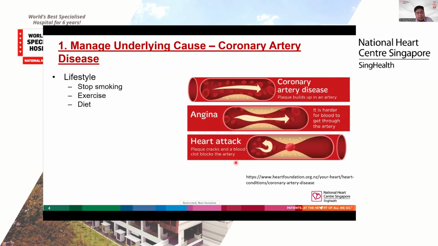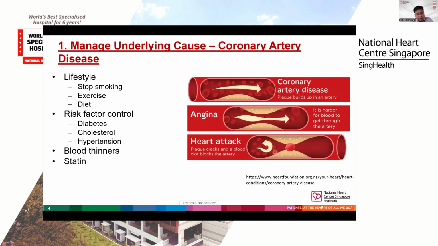In order to manage this, there are lifestyle factors that we have to manage, such as stopping smoking, and as Dr. Chai mentioned, exercise and diet are important. Controlling our risk factors like diabetes, cholesterol, and hypertension. Blood thinners like aspirin are very important in the management of coronary artery disease because as you can see, if a blood clot forms, this can block the artery.